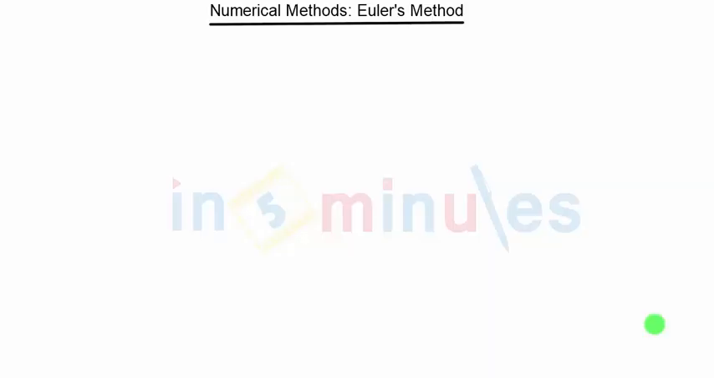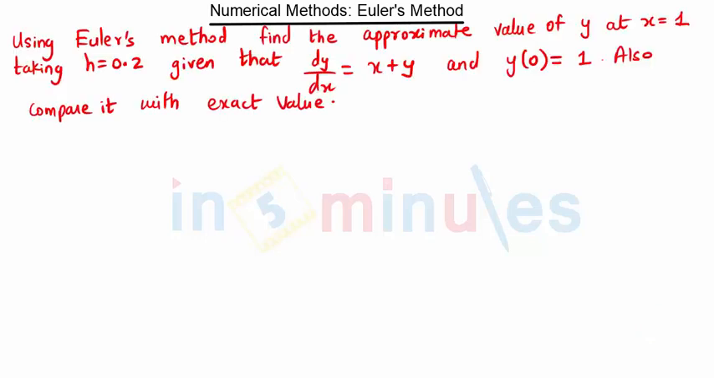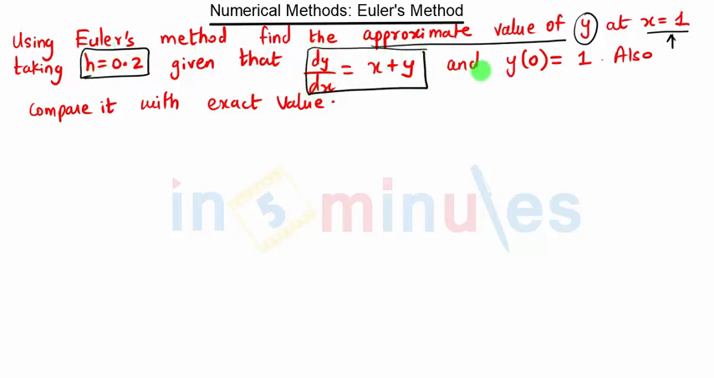In this video we are going to see the problem on Euler's method. So this is our question. Using Euler's method, find the approximate value of y at x equal to 1, taking h equal to 0.2, given that dy by dx is x plus y and y of 0 equal to 1. So this is the initial condition, this is the linear equation, this is the interval, and we have to find the value of y at x equal to 1. So these are the things which we are given.